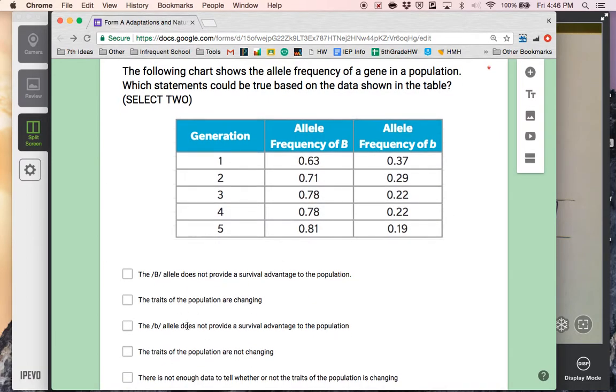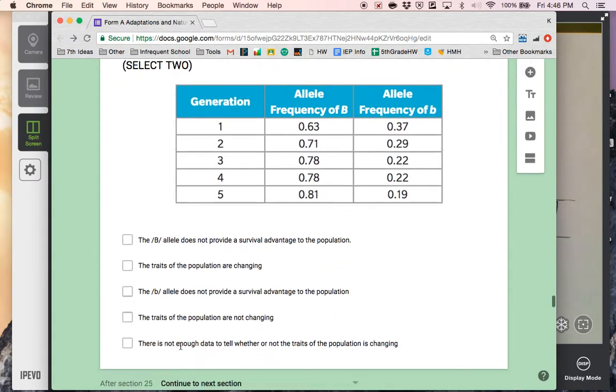The recessive allele B does not provide a survival adaptation. Again, if it's not providing a survival adaptation, it would shrink. Let's see. Is it shrinking? Yes, it is. So this is not providing any usefulness to the species. So I'm going to go with that one too. Traits of the population are not changing. That's not true because these numbers are changing. There's not enough data. Yes, there is, because these numbers are changing. So we're going to go with the second and third.